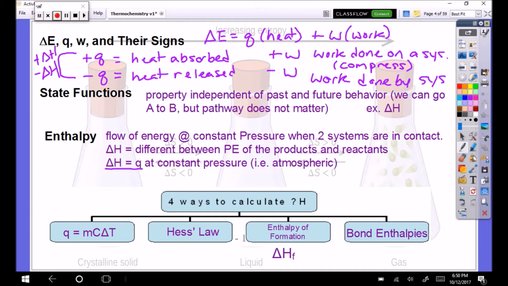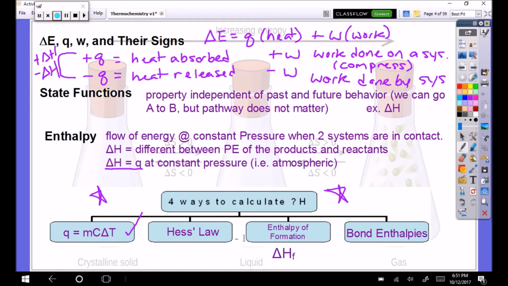Delta H is essentially just the difference between the potential energy of your products and reactants. When we're looking at a graph, we can certainly see that difference, and we'll get back to that graph in a minute. That's with our activation energy and our delta H. The 4 ways we can calculate delta H that we're going to talk about in this unit. This is the one we're focusing on in this playposit.